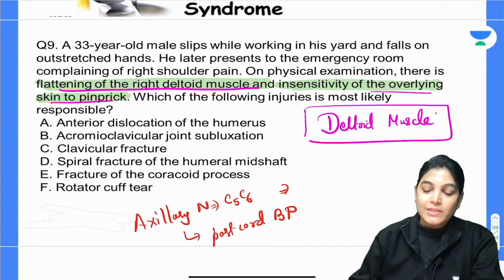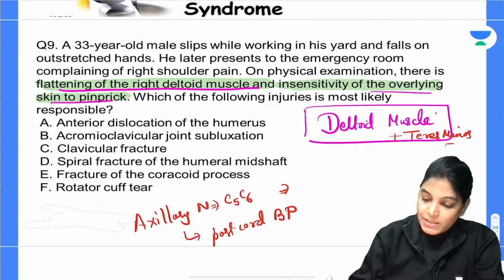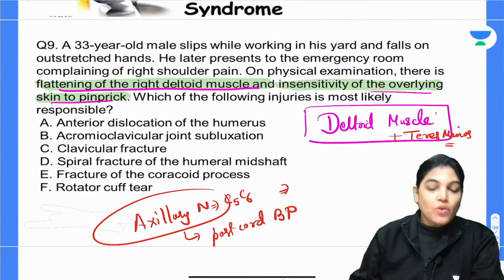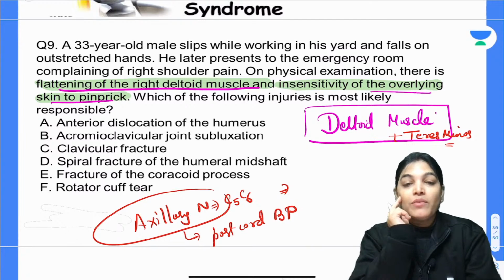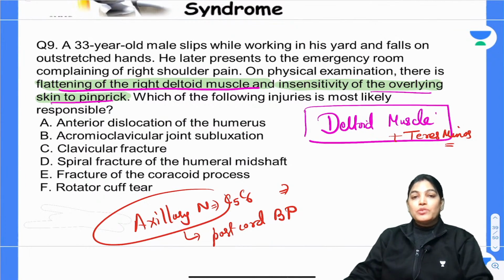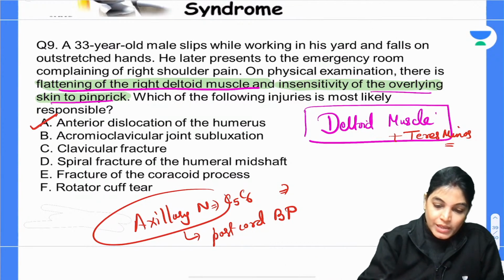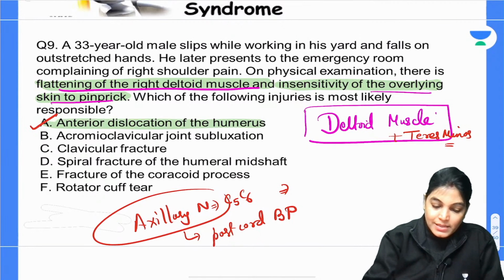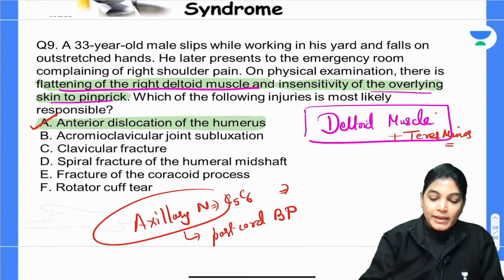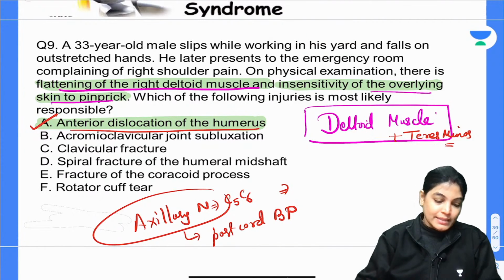Not only the deltoid muscle, it is also giving innervation to the teres minor muscle. But here the deltoid muscle has been mentioned, which means it is quite clear that the axillary nerve is injured. One of the most common reasons, in 90% of cases, is anterior dislocation of the humerus, and the nerve being compressed is the axillary nerve. So we will go with A as the correct answer. This is a case of anterior dislocation and the nerve involved is the axillary nerve.